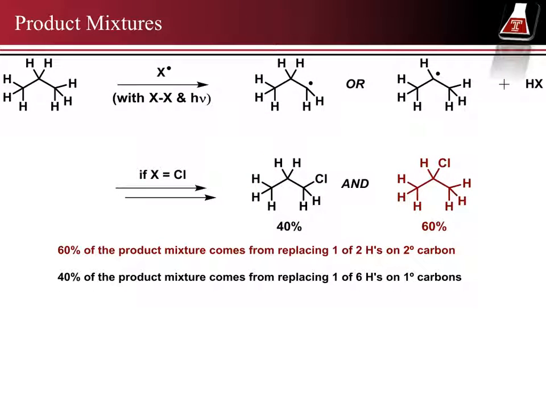All right, so 60% of this product mixture is coming from replacing one of the two hydrogens on the secondary carbon, while the other 40% is coming from replacing one of the 6 hydrogens on primary carbons. Now, this is important because there is probability involved in chemistry. I talked a little bit about how molecules tumble through space. When you guys threw molecules at me in Gen Chem, you saw how molecules tumble through space.